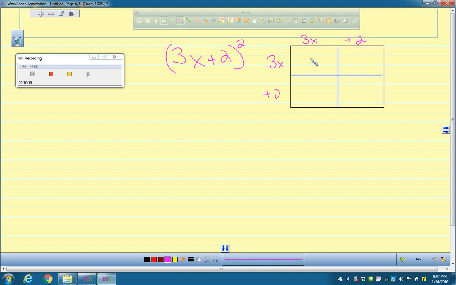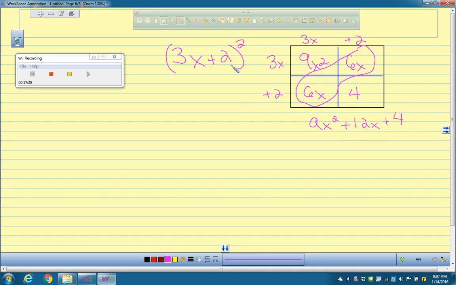So what's 3x times 3x? What goes in this box? 9x squared. What's 2 times 3x? 6x. What's 3x times 2 again? 6x. And 2 times 2 makes 4. And then you combine your like terms right here, okay? And you get 9x squared plus 12x plus 4.